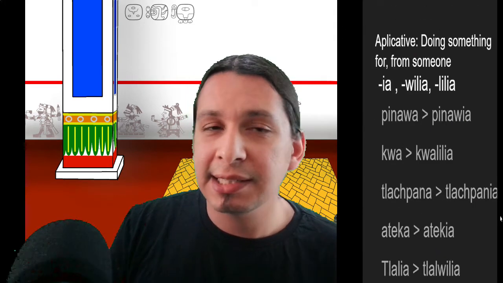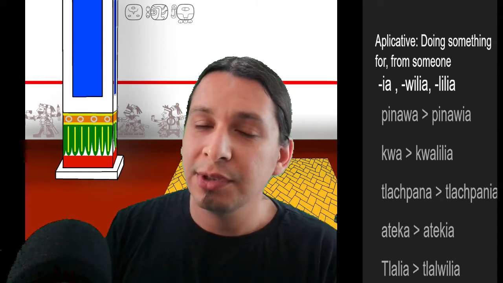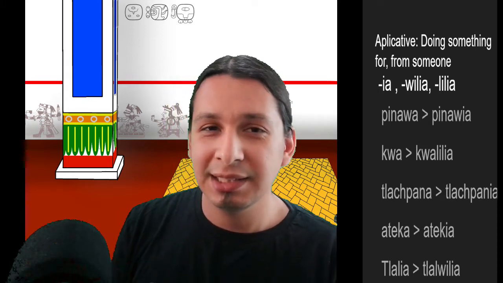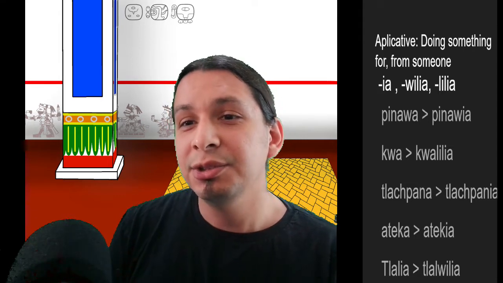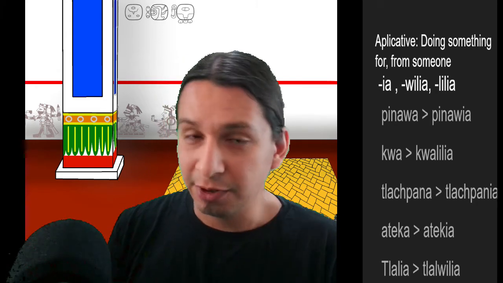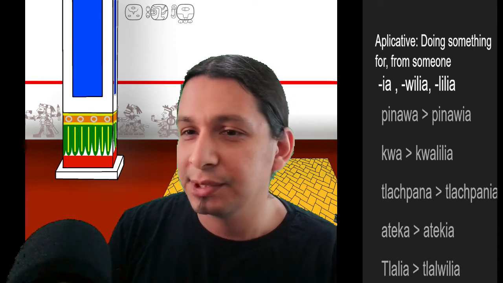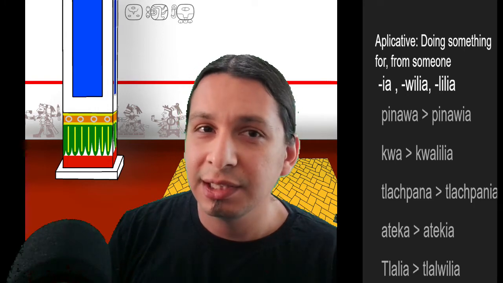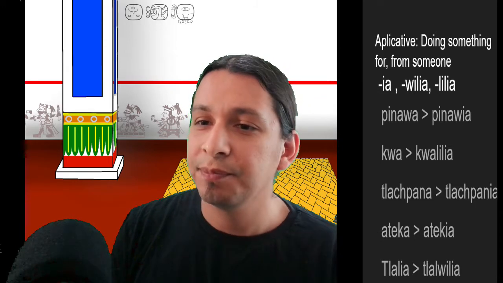Okay, so causative I think is slightly easier to think about. A little bit more advanced now is the applicative form, which is another ending that attaches to verbs and changes the meaning. An applicative means to do something for someone, or it could mean to do something from someone. Okay, so we'll look at some examples. The endings are going to tend to be like ia or wilia or lilia. They tend to sound like an L sound instead of a T sound. That's a tendency that they have.